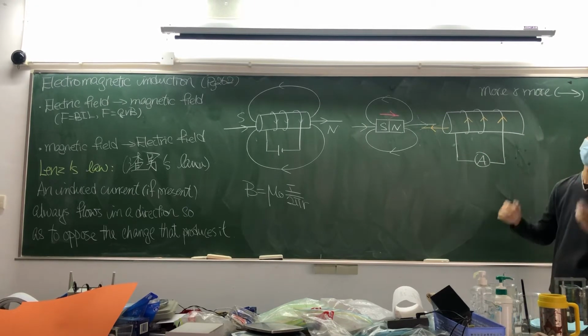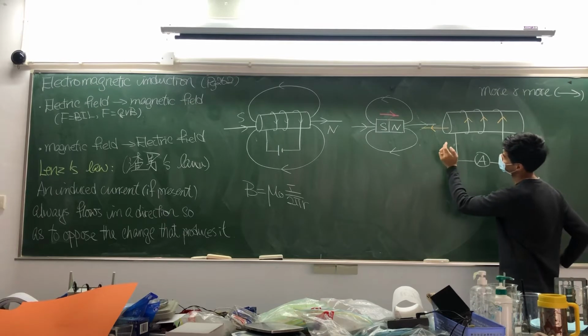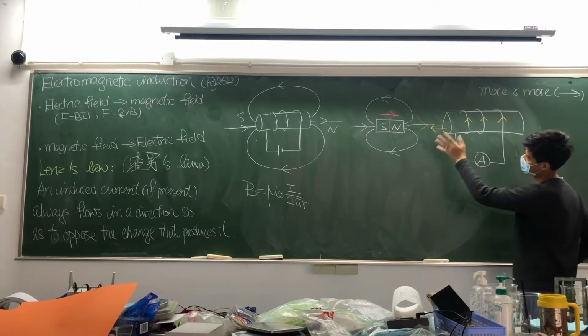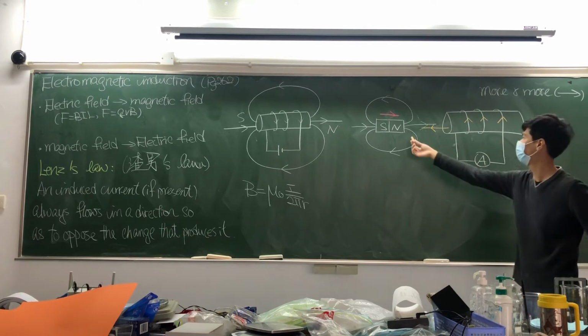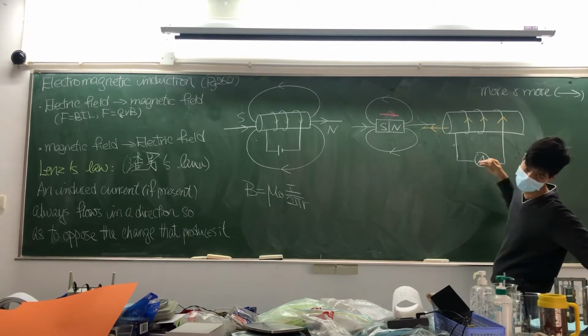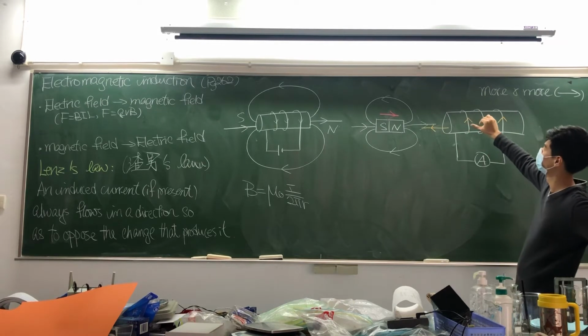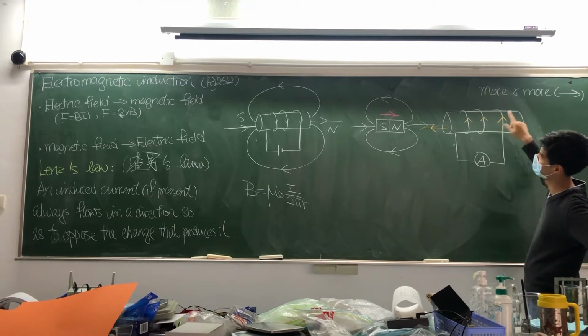So how do we determine the direction of the current? First, this solenoid will try to resist the motion. Because more field lines point to the right hand side, this solenoid will create field lines pointing to the left hand side. Then you use the right-hand grip rule, and you can find the direction of this induced current.